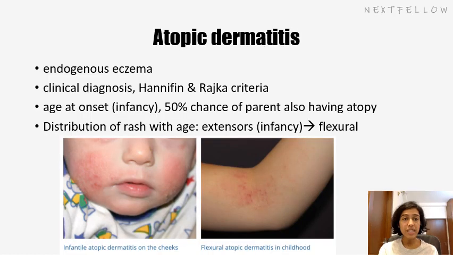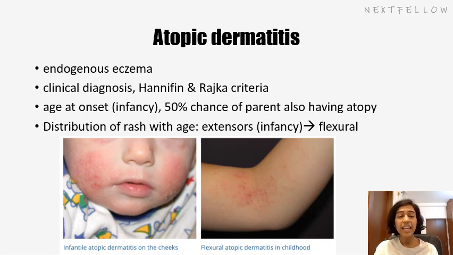So we'll start with atopic dermatitis. It's basically an endogenous eczema, right? It's from within the body. The diagnosis is usually clinical. There's no specific lab test for this, and we use the Hanifin and Rajka criteria, which has a whole bunch of major and minor criteria.